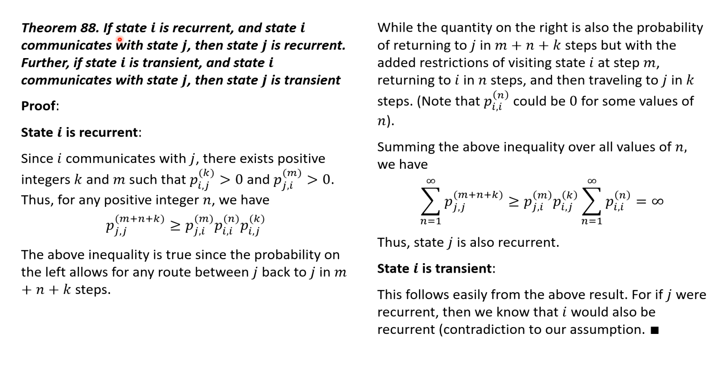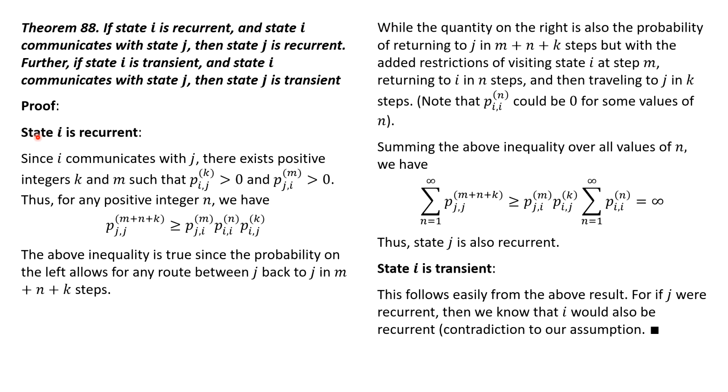We have the following theorem. If state i is recurrent and state i communicates with state j, in other words, they're in the same communications class, then state j is also recurrent. And you have the same thing for transient. If i is transient and i and j are in the same communications class, then j is also transient.